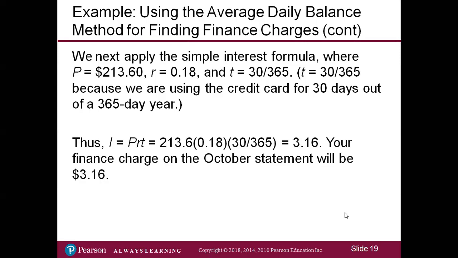Thus, I equals PRT is $213.60 times 0.18 for 18% times 30 over 365 for our time, which equals $3.16. Your finance charge on the October statement will be $3.16.